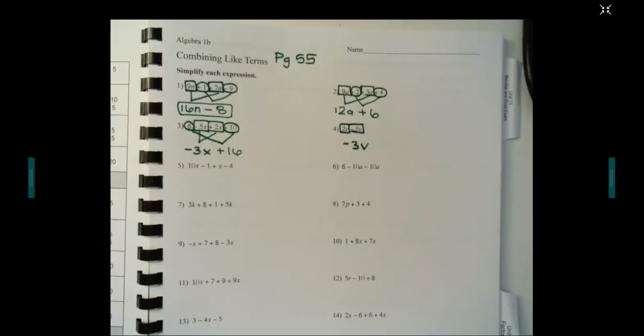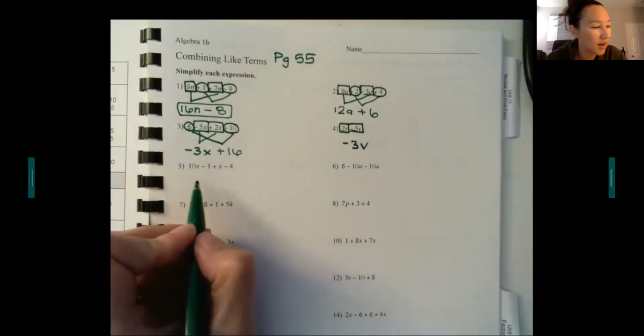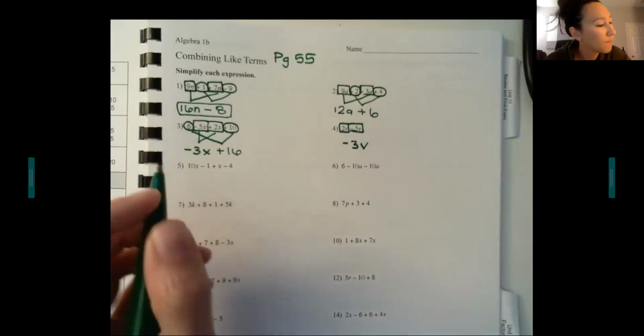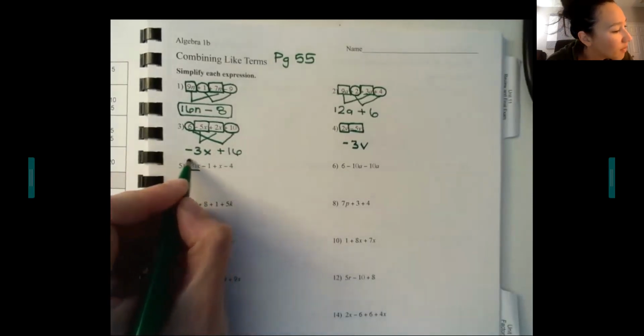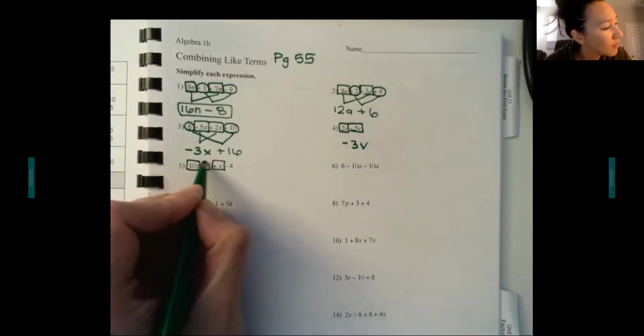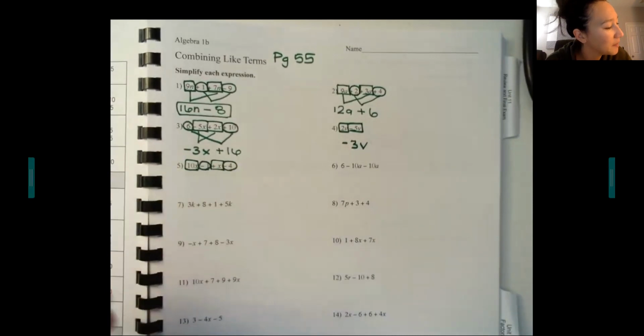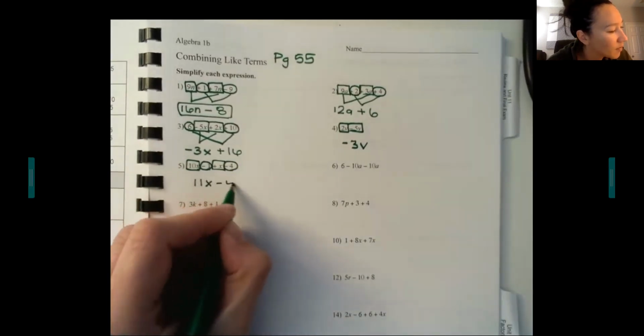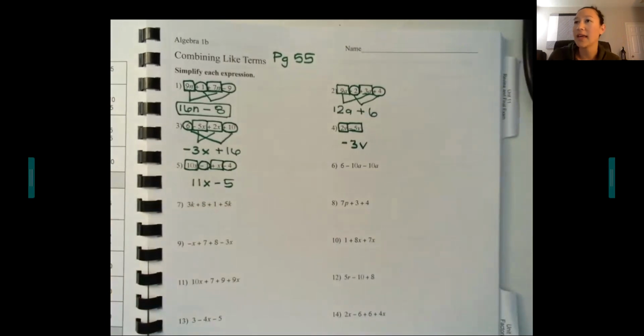Okay, and then Candace, I think you had number 5. How did you do number 5? I boxed 10x and x. Very good. And then I circled negative 1 and negative 4. Excellent. And I got 11x minus 5. Very good. Thank you, Candace.